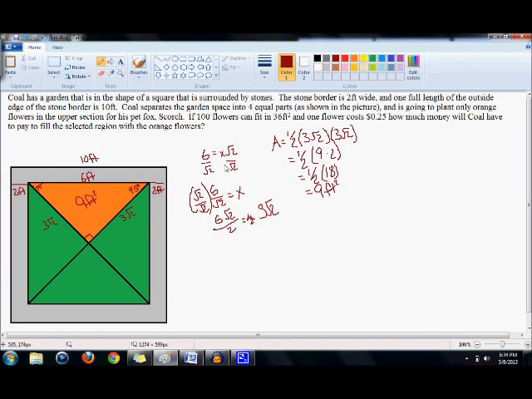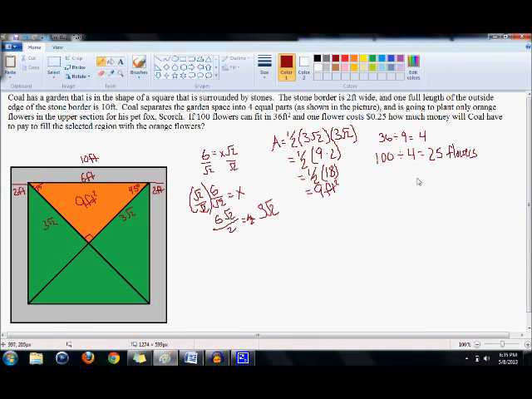Okay, so now that we have the area, the next part of the problem is we want to figure out how many flowers fit in this area right here. Well, we can see that 100 flowers fit in 36 square feet. Well, 9 square feet is what we have here, and thankfully 9 goes into 36. So 36 divided by 9 is 4. So if we take the 100 flowers that are in the 36 square feet and divide that by 4, we get 25 flowers.